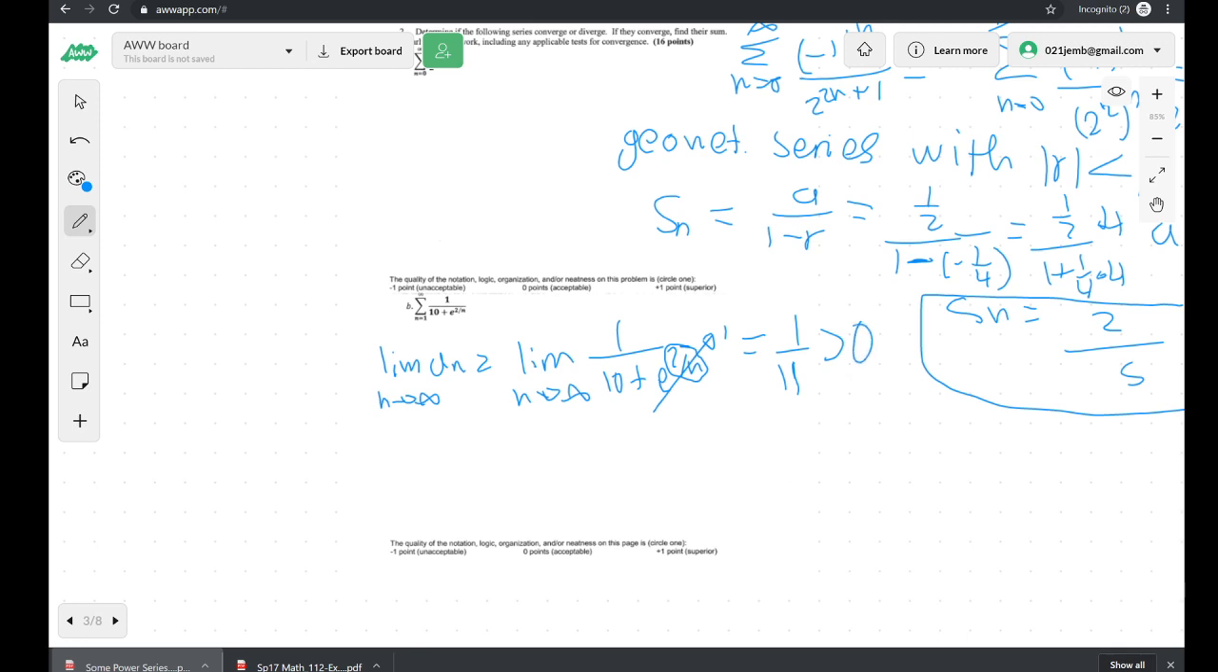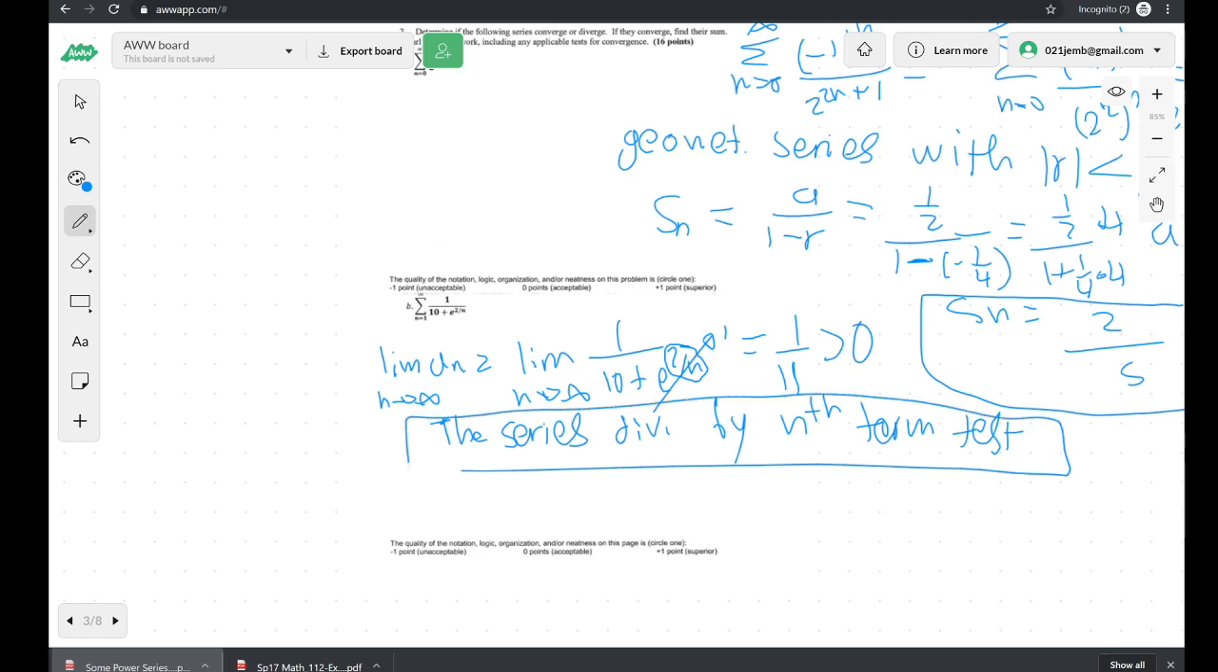So the series diverges by the nth term test. The nth term test for divergence.